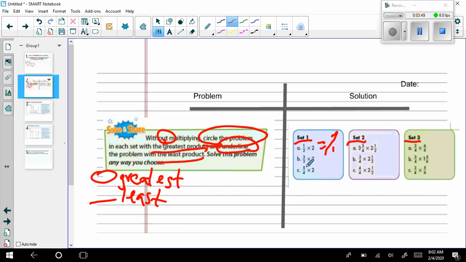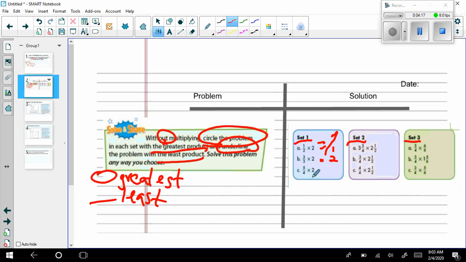Now here we're going to look at 3 over 3. Well, when your numerator and your denominator are the same, that represents 1 whole. So what is 1 times 2? That is 2. Then we look at 5/4. Well, that's an improper fraction, so that means there is a whole in that number. Now, how many wholes? Only 1, because 4/4 is 1 whole. So we have 1 and 1/4 times 2.